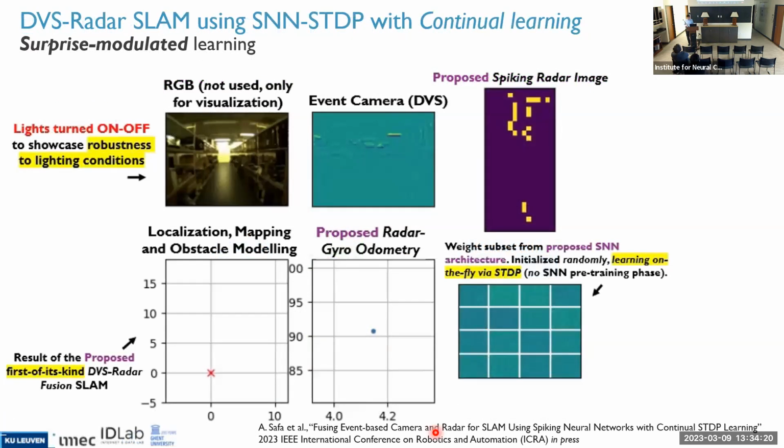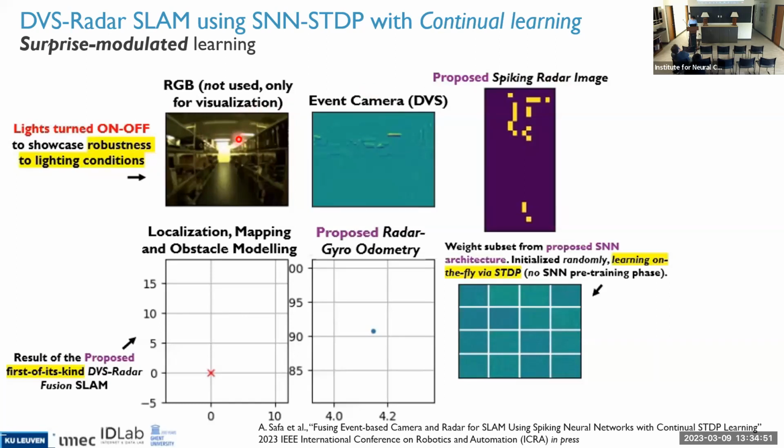And here in this video, which is my last slide, you see the results of the SLAM. So I will first describe what each box is doing. Here you see the RGB view from the drone. It is not used at all, so it is not given as input to any part of the system. It's just for visualization. You have the event data here coming from the PBS camera that is fed into the SNN. You have the radar kind of spiking image, as we call it.